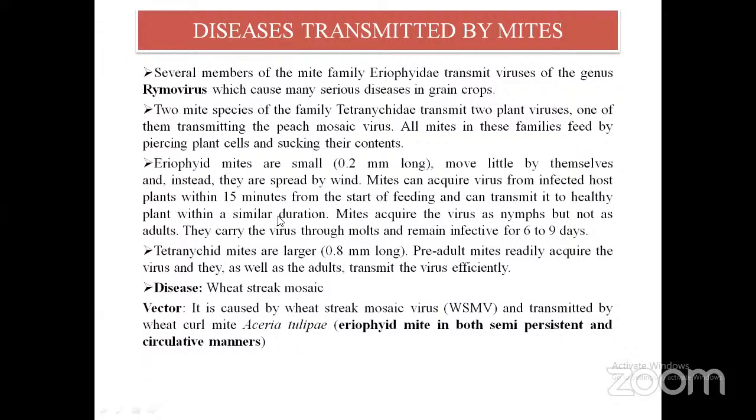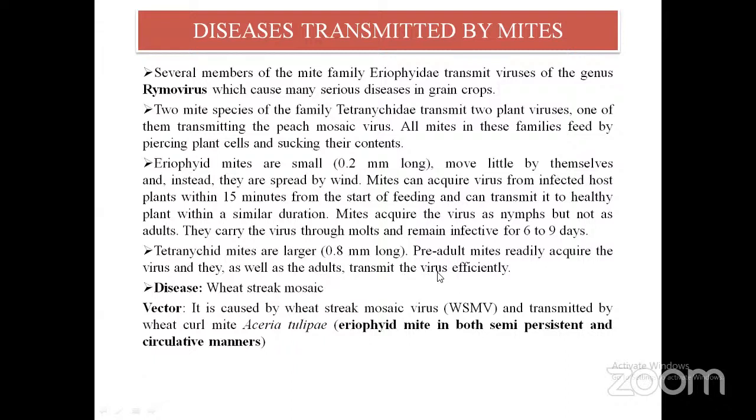Mites acquire the virus as nymphs, but not as adults. They carry the virus through the molts and remain infected for 6 to 9 days. While if we talk about the tetranychid mites, or the spider mites, they are larger, 0.8 mm long. Pre-adult mites readily acquire the virus, as well as the adults. So here the nymphs and adults both can transmit the virus efficiently.